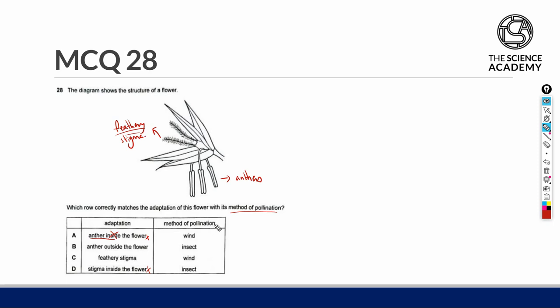The method of pollination for this flower is likely to be by wind, because the anthers dangling outside of the flower makes it easier for the pollen to be caught by the wind and carried by the wind to the stigma of another flower. And the feathery adaptation of the stigma makes it easier for the stigma to catch these pollen grains that were transported by the wind. Therefore, the method of pollination is not likely to be by insect pollination, but is by the wind pollination method. Therefore, C will be the correct answer.